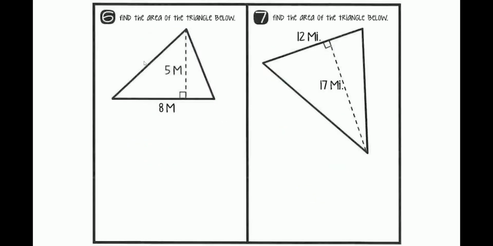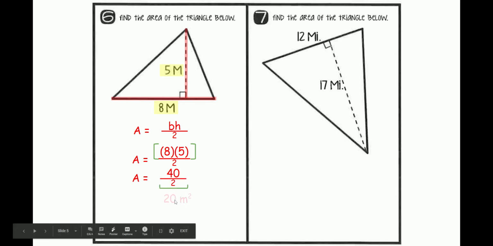Let's move on. Triangles. We need to find the area of the triangles below. The area of a triangle formula is area equals 1/2 base times height, or area equals base times height divided by 2. We do know the B, which is 8 meters. We know the H, the height, which is 5 meters. And bring down the divided by 2. 8 times 5 is 40. Divide that by 2, and we get 20 meters squared.